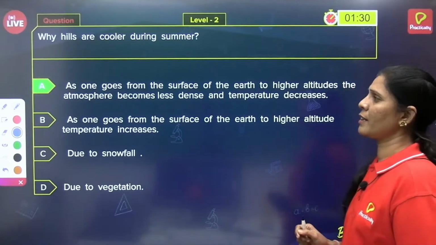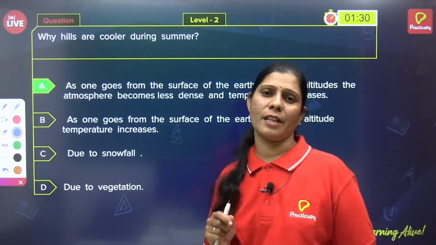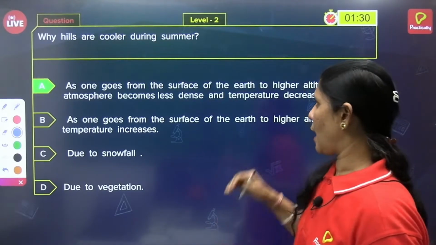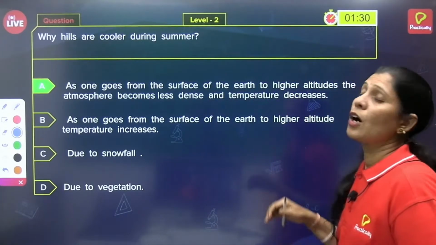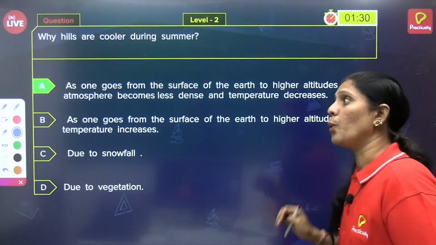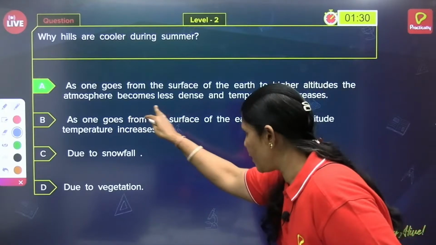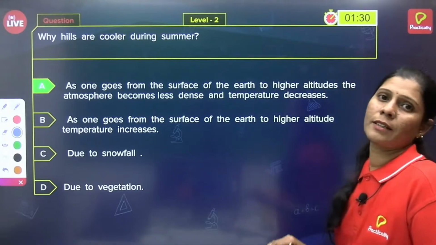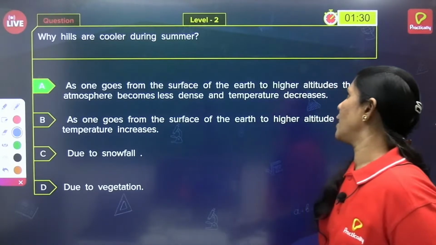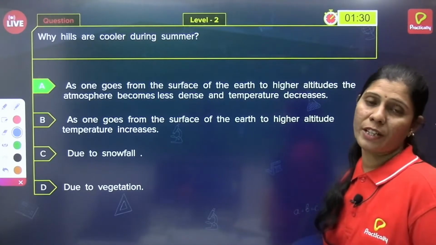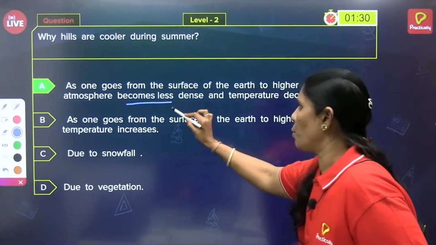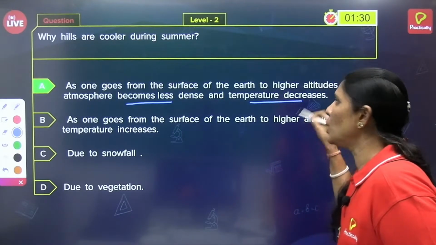The answer is, as we go towards the upper atmospheric areas, or higher altitude, the temperature will decrease. Why? Because the atmospheric molecules and the atmospheric pressure will become denser and it will reduce the temperature. So, due to the atmospheric pressure being more, the temperature will cool down.